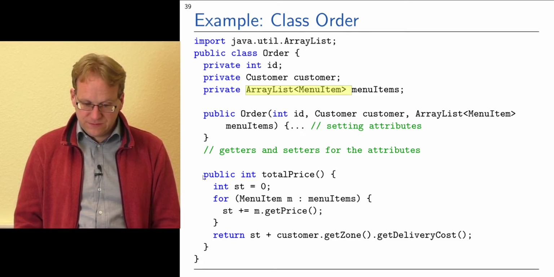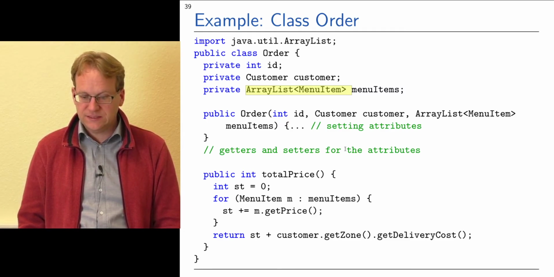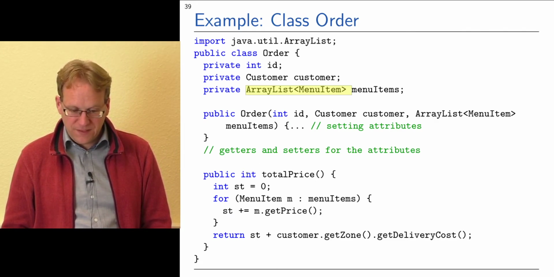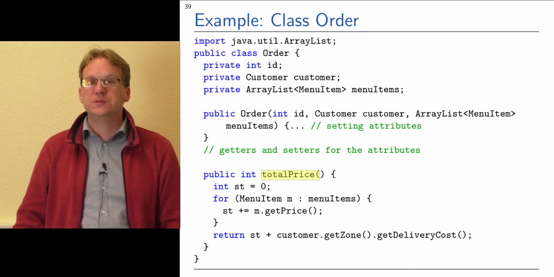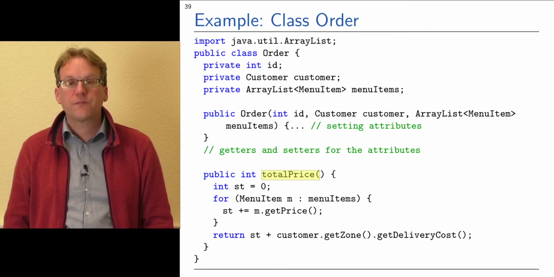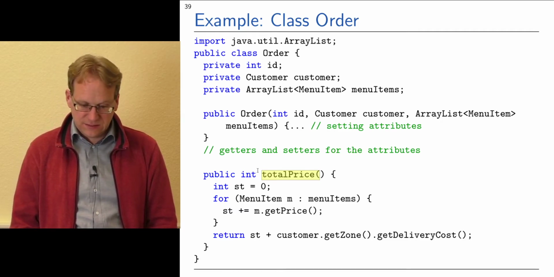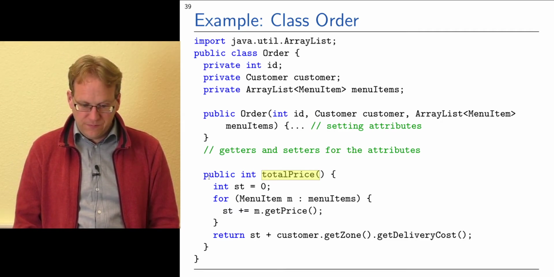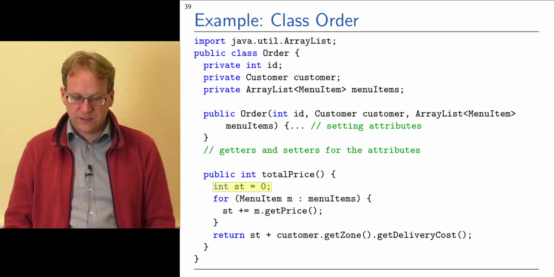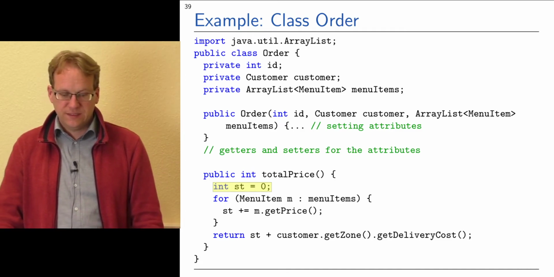And then we have now the most interesting part. Well, of course, we would also have the getters and setters for this class. But the most interesting part is this method totalPrice, because this actually does some computation other than just returning an attribute value. So what this method does is simply you have some integer number which we call st, so that will be our total price in the end.